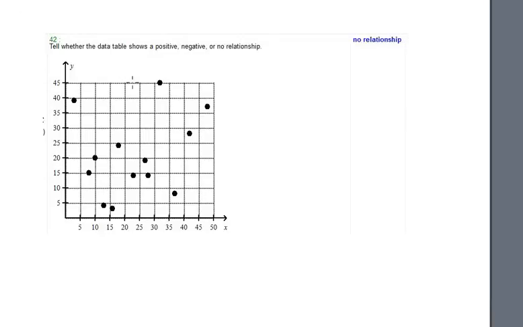This one again says tell whether the data table shows a positive, negative, or no relationship. Well, you can clearly see there's no relationship at all between these data points. So that could be age of people versus the color of their eyes. Who knows? It could be anything, but there's no relationship.